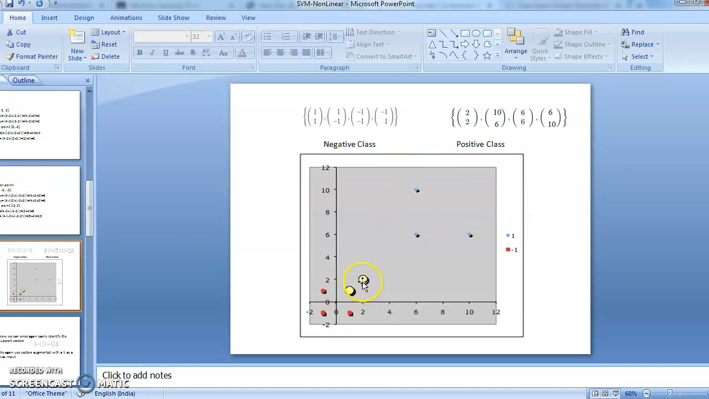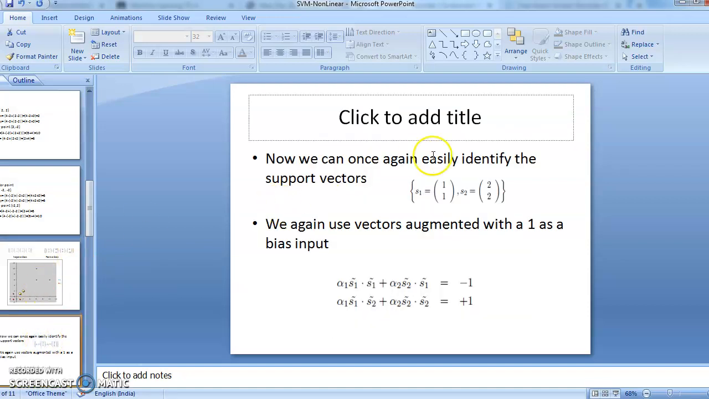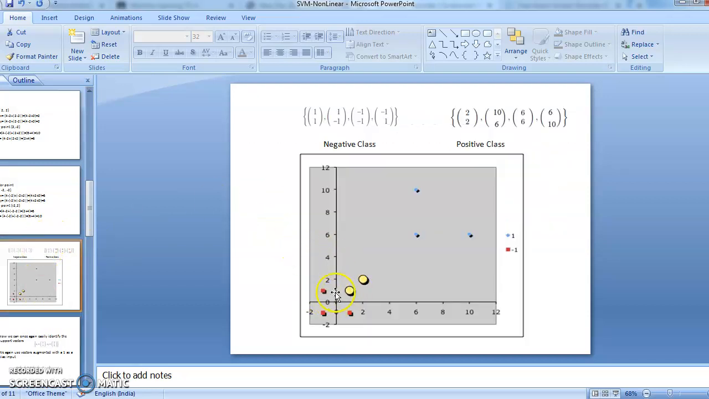So here we get only two support vectors. The point marked by this yellow circle and the point marked by this yellow circle, two different points, will act as support vectors. So let's consider the first support vector is 1 1, and the second support vector is 2 2. So by this diagram we can easily identify support vectors 1 1 and 2 2. See this diagram, this particular side belongs to one class and this belongs to another class.